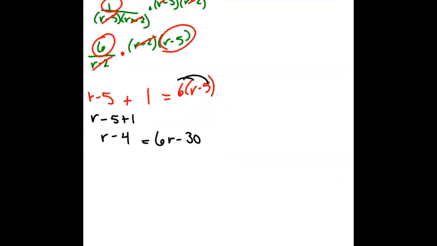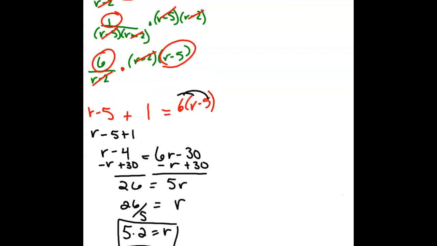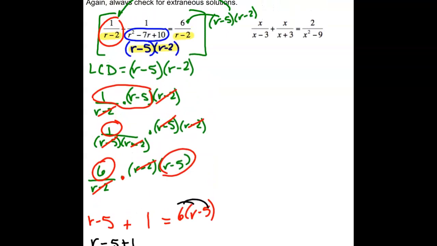Combining our terms onto one side here, I'm going to subtract an r. That leaves me 5r. And I'm going to add the 30. 30 with a negative 4 would get me 26. So r is going to end up being 26 divided by 5, which comes out to be 5.2. Okay, looking at my domain restrictions on this one, we know that r cannot equal a 5 and r cannot equal a 2. So since we're getting 5.2, we should be okay.